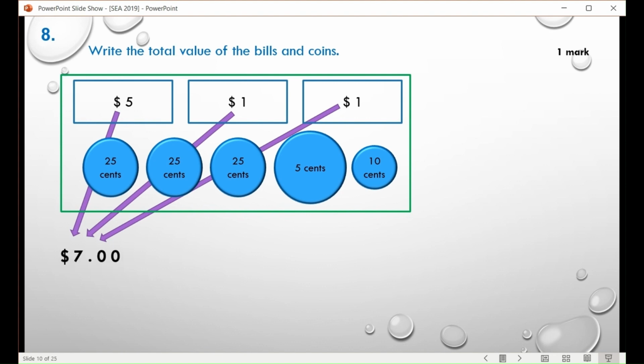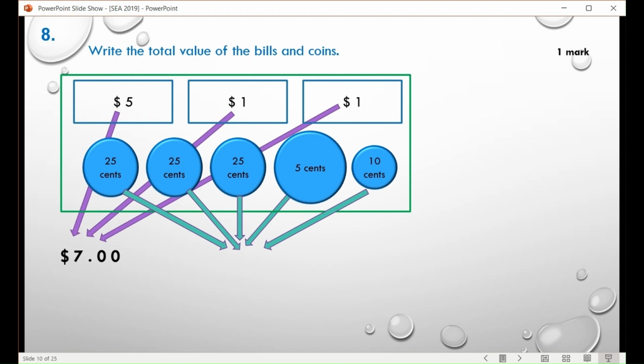And remember, we can write the $7 by putting a 7, putting a decimal point, and 2 zeros. The 2 zeros to indicate that there are no cents. And just as we added up the dollars, we can now go and add the cents together. So we have 25 cents, and another 25 cents is 50 cents, and 25 cents is 75 cents, and 5 is 80, and 10 is 90 cents.